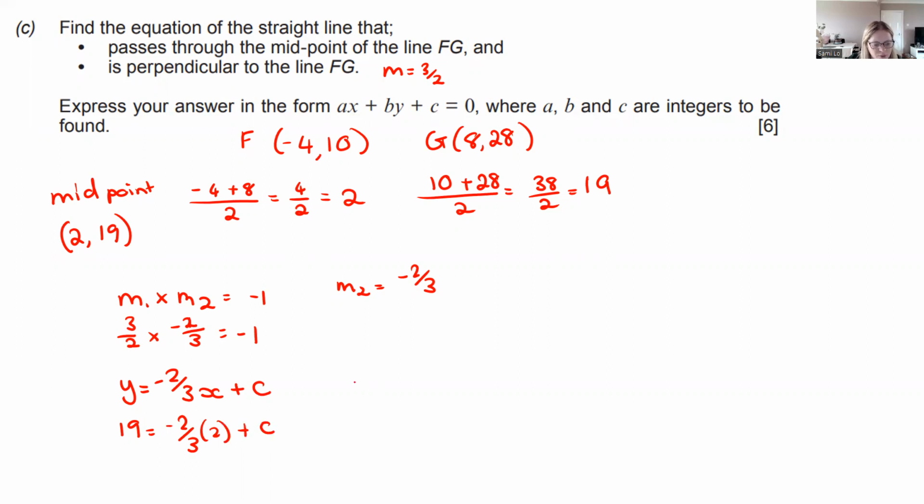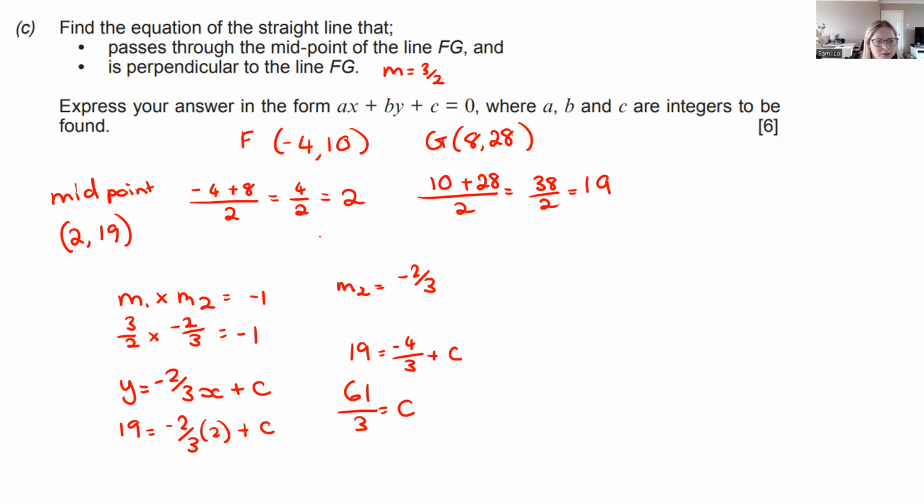So -4, so it'd be 19 equals -4 over 3 plus c. Now, if we take that to the other side, we're adding it on. So I'm just going to do that in my calculator. So 19 plus 4 over 3. Because again, it is calculator paper, so I'm not giving myself any errors there. And that gives me our value for c.